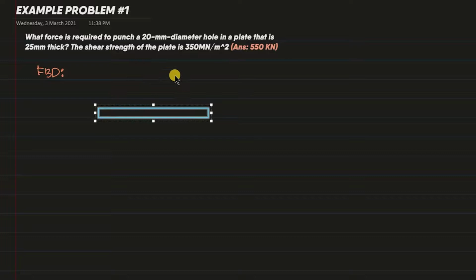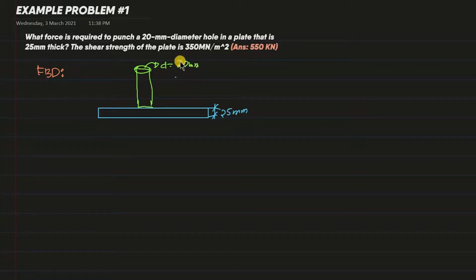Pwede pala. Okay, so meron tayo ditong shape, no? Na meron tayo ditong plate na 25 mm thick. Ngayon, ipapunch daw siya ng puncher. Siyempre, itong ating puncher, ipapunch niya daw yan na ang diameter is equal sa 20 mm, mga bis.